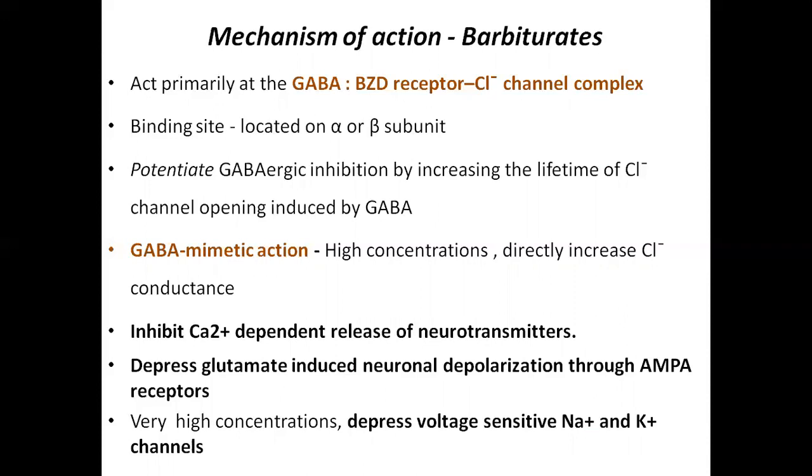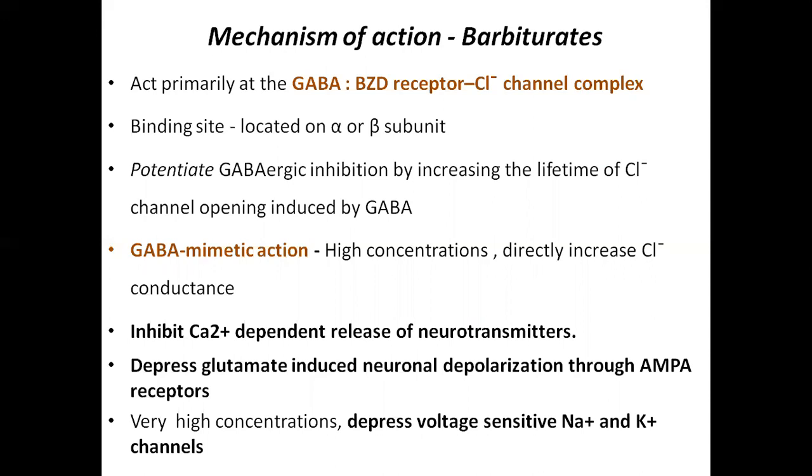They also depress glutamate induced neuronal depolarization through AMPA receptors. At very high concentrations, they will depress voltage sensitive sodium and potassium channels. These are all the actions exerted by the barbiturates at higher doses. But the main primary action is that it potentiates the GABAergic inhibition by increasing the lifetime of chloride channel opening. That means it increases the duration of chloride channel opening. So that is primarily exerted through acting on the GABA benzodiazepine receptor chloride channel complex.